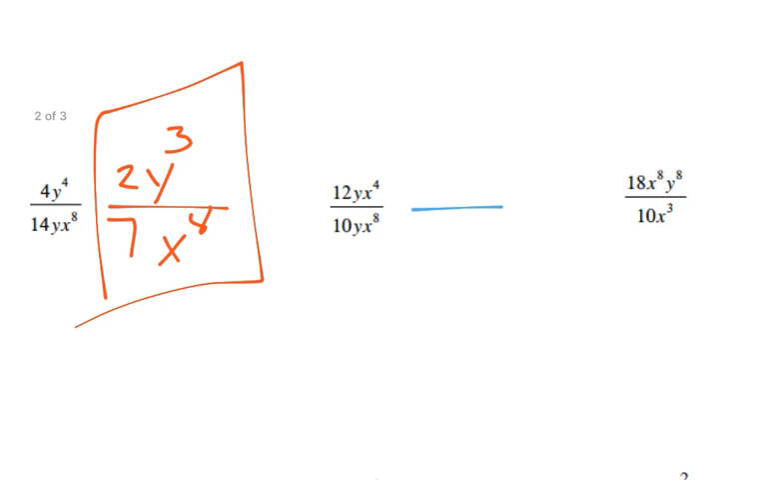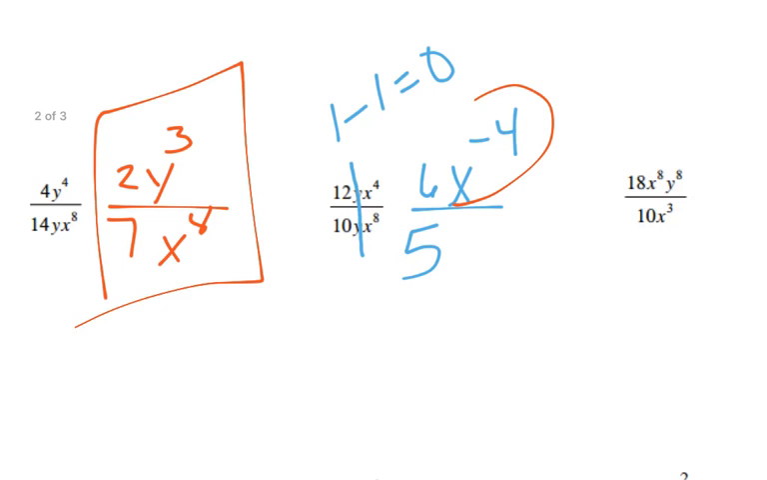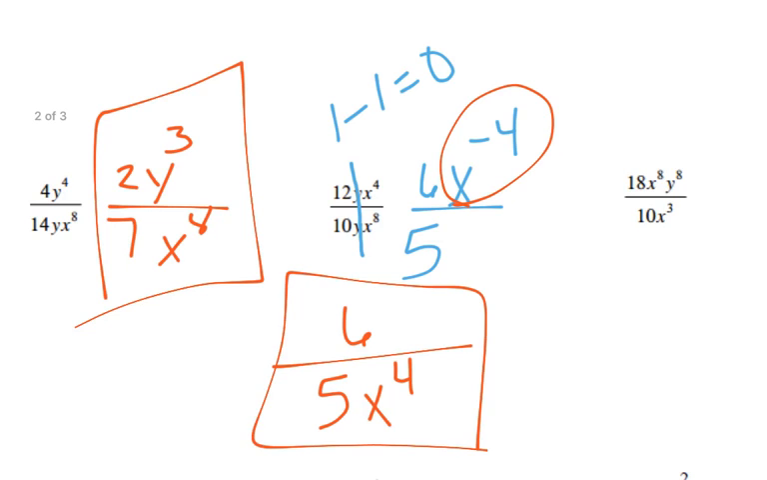12 and 10 both divide by 2, so you have 6 on top and 5 on bottom. You have a y and a y on the top and the bottom. They cancel each other out. So it's gone, because that's like saying 1 minus 1 is 0. There are 0 y's in the problem. Don't even write the y. X to the 4 minus 8, which is a negative 4. Cannot have a negative exponent, so it becomes 6 over 5x to the positive 4, and that is your answer.